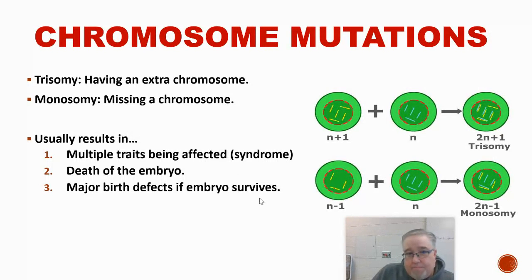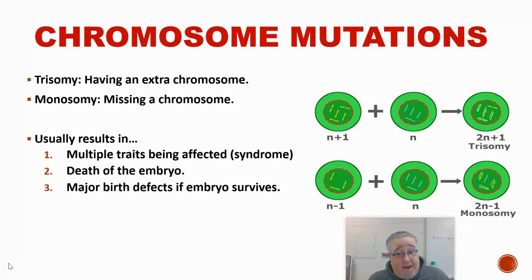Okay, now what does this result in? There's several different types of trisomies and monosomies, and we'll talk about a few of those in a minute. But think about it. If you've got an extra chromosome or are missing a chromosome, remember what chromosomes contain, right? They contain DNA, they contain genes, which are segments of DNA. And there are dozens, if not 100 or so genes on each chromosome.